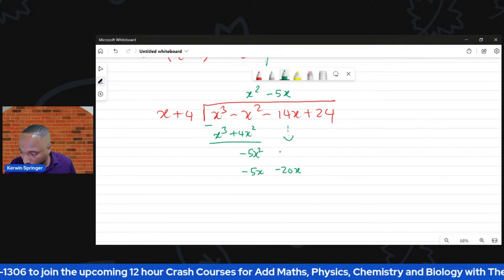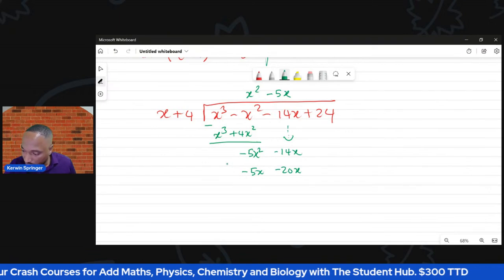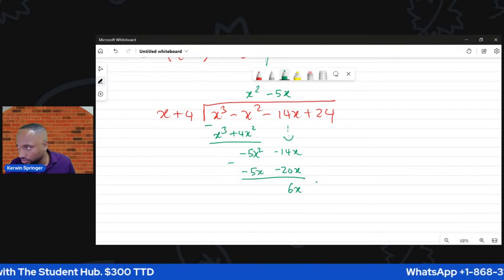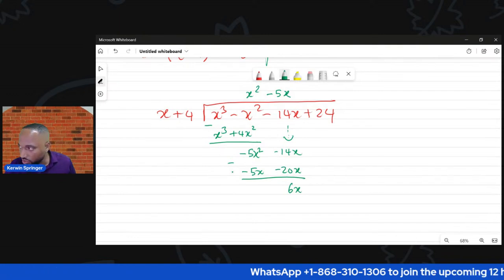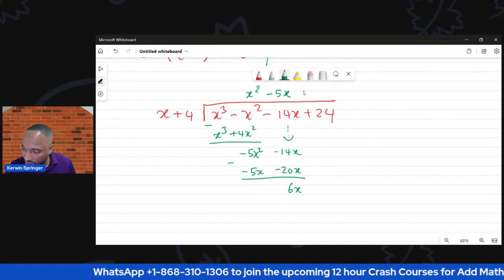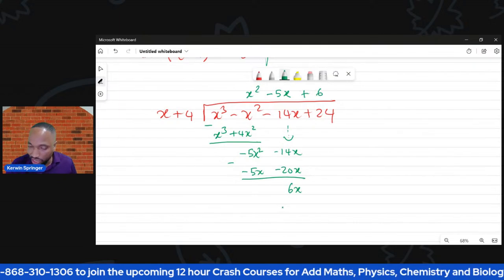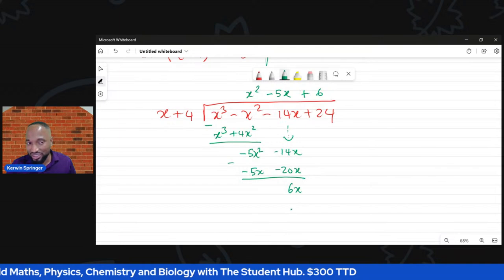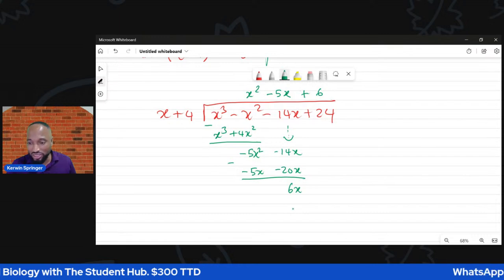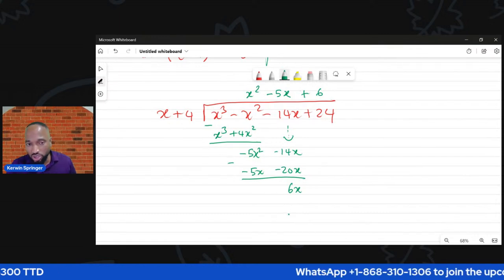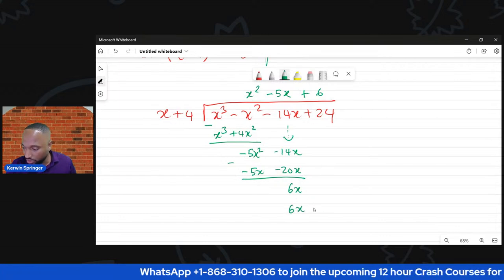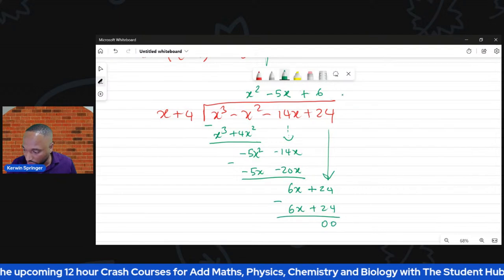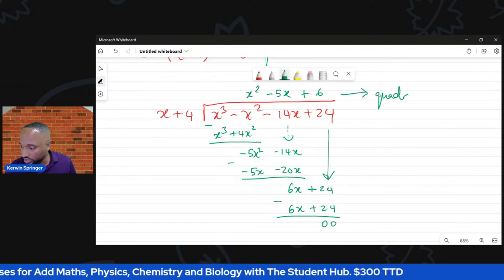Bring down negative 14x, or I could just leave it and subtract. I want to subtract again, so I get 6x. So x into 6x is 6. 6 by x is 6x, 6 by 4 is 24, right? We get everything to work out nicely here. I'm going to bring down the 24. So subtract, I get 0. So we know this is the quadratic factor, but they want the linear factors.